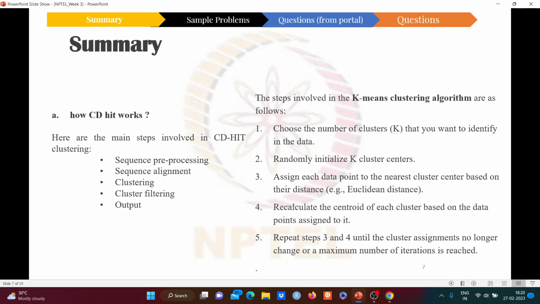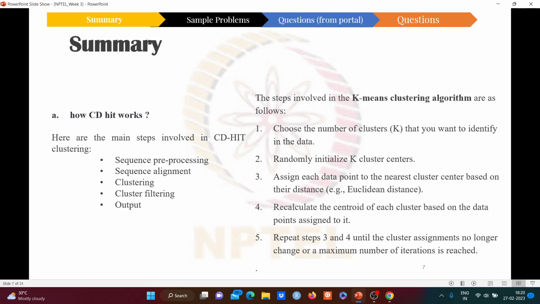The second step is to randomly initialize k cluster centers. That is, randomly select, okay, this sequence is the representative of cluster 1, or this sequence could be for cluster 2. These are random assignments. The next step is assigning each data point to the nearest cluster center, based on the distance.